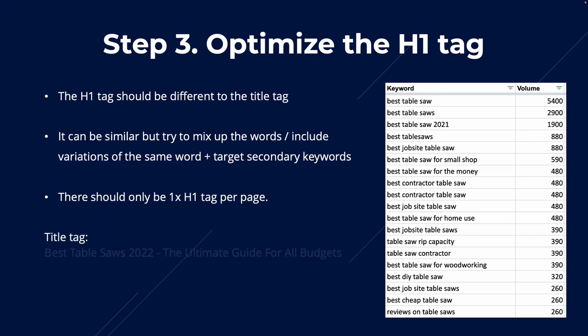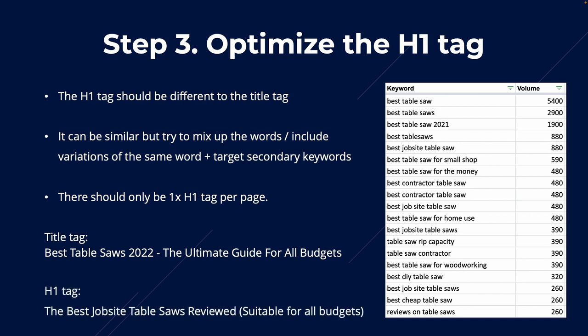So taking this into consideration, if our title tag was as follows, Best Table Saws 2022, the ultimate guide for all budgets, I would write an H1 tag along the lines of the best job site table saws reviewed, suitable for all budgets. So I've broken up my main keyword at the start and I've included a different keyword variation, which is going to be best job site table saws, which I've got in right here. I've also got the word reviewed in there, which allows me to target these keywords towards the bottom, reviews on table saws. And again, I put the word budgets in there just because budget is a good keyword and it's related to cheap as well. So I hope that gives you more context on how these should be different from one another.